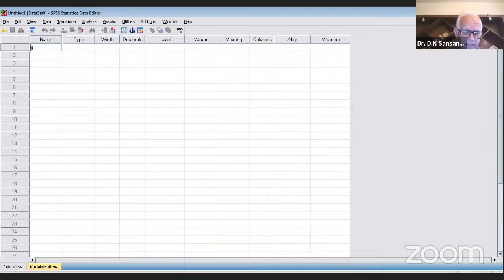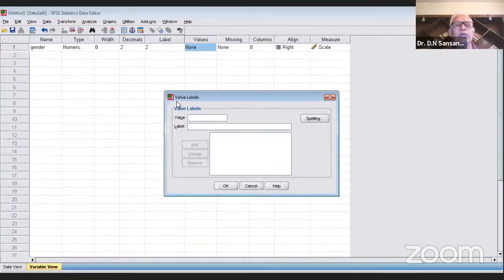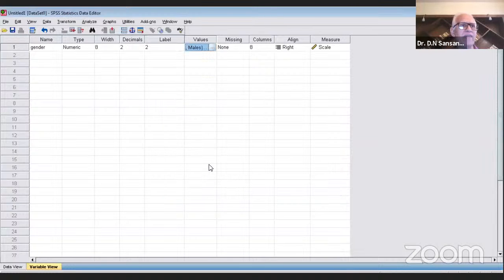If I say gender, then I write gender, and I know gender is discontinuous. So I know there are two levels. So under level, I put 2. Then I go to values, and here, if you click, you get value labels. Now here I'm saying 1 means males and 2 indicates females. So this is how I have defined it. I need not bother about the measure. It does not make a difference.